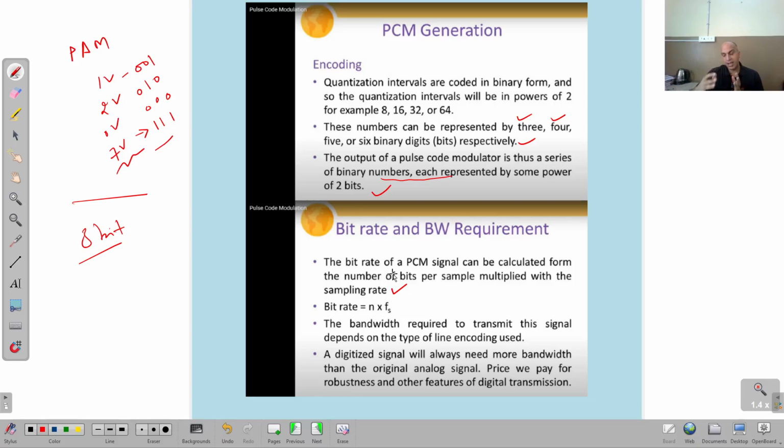Otherwise, we have seen that a digital signal always needs more bandwidth than the corresponding analog signal. But we know very well that digital signals have a lot of other advantages, particularly immunity to noise, right? So we have to pay the price for it. But this is a drawback of pulse code modulation, that it requires a very high bandwidth, right? And when bandwidth is high, we have to pay the price for it, right?